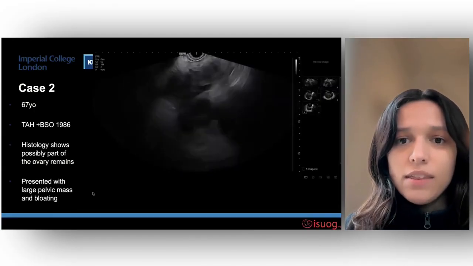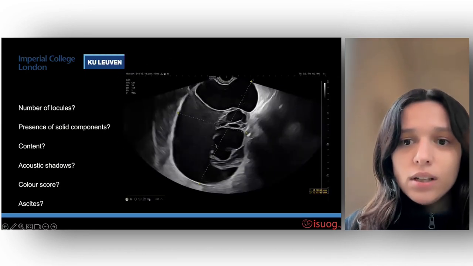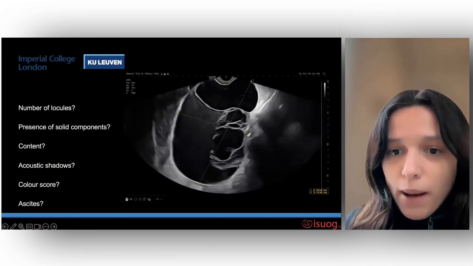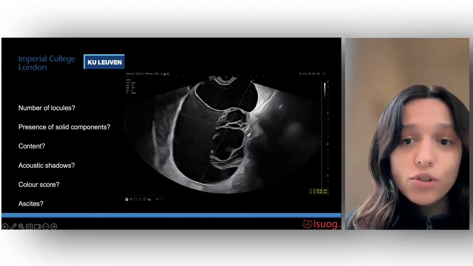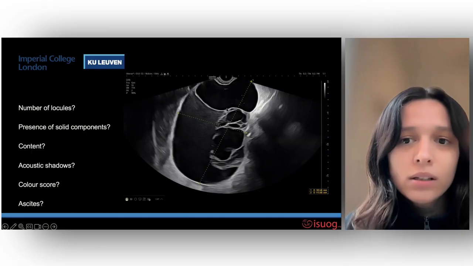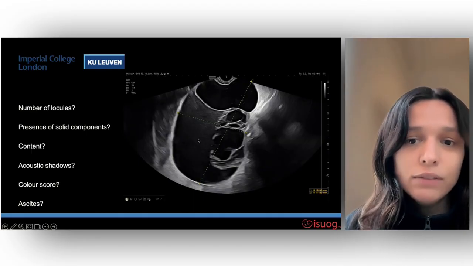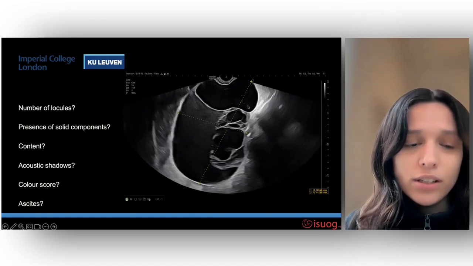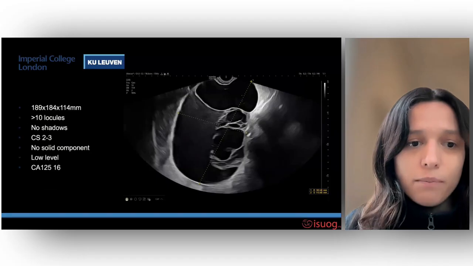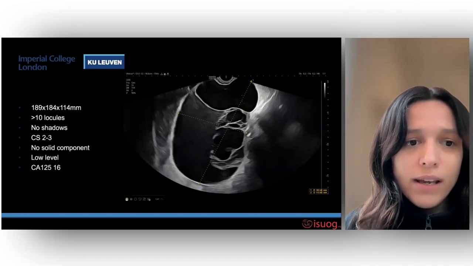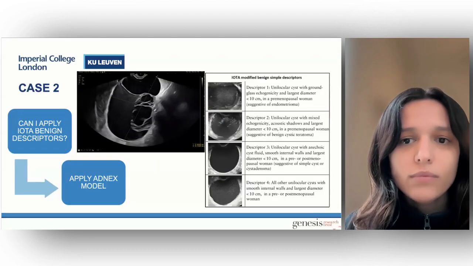So as you can see here, there is a multilocular lesion with more than 10 cyst locules. There's no convincing solid papillations. It just looks like quite dense multilocular structure, which we may describe as honeycombing. The content of the locules could be described as anechoic and low level, no convincing acoustic shadows. I haven't shown you the colour flow, but the colour score of this lesion was 2 to 3, and her CA125 was done and it was 16.